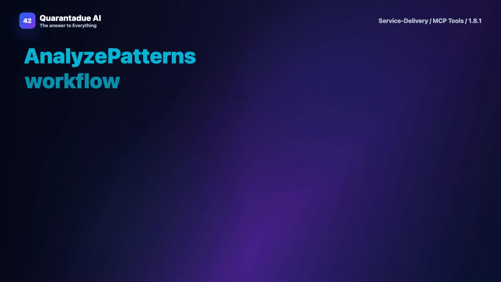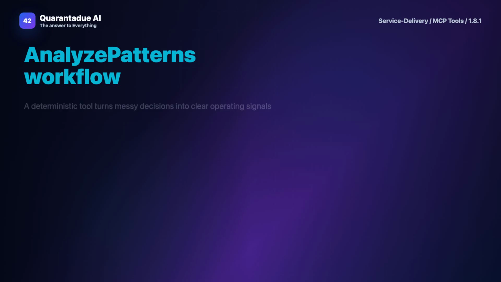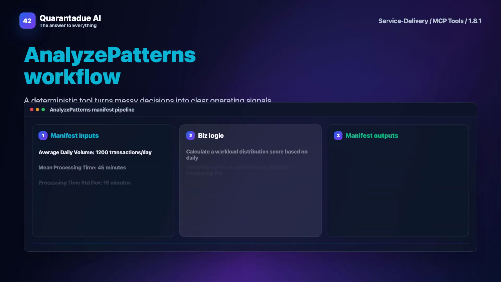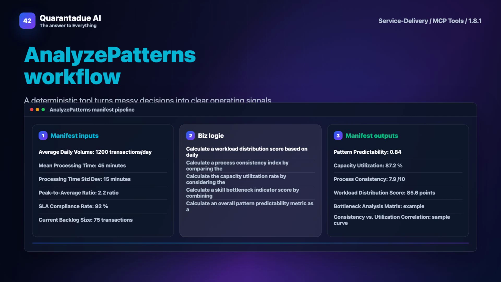Now, let's talk about what the software actually does. AnalyzePatterns connects to your existing data sources. It ingests logs, timestamps, status updates, and resource allocations. It cleans and normalizes this data automatically. Then, the core engine runs its pattern detection algorithms. It looks for cycles, trends, and associations across different data dimensions.